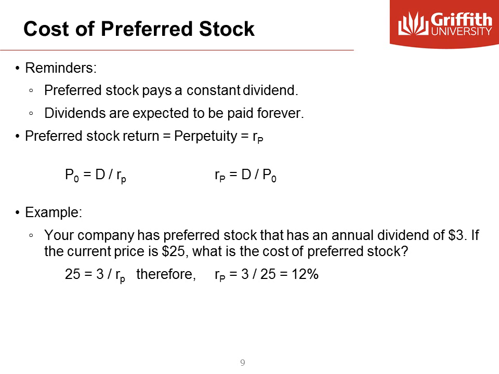So we take the perpetuity formula, rearrange it, and solve for RP, the required rate of return for the preferred shareholder. For example, if a company pays a dividend of $3 and the current price is $25, the rate of return is just the dividend divided by the price. In other words, the dividend yield.